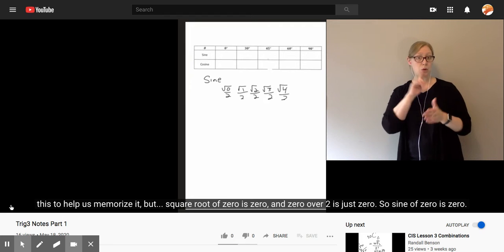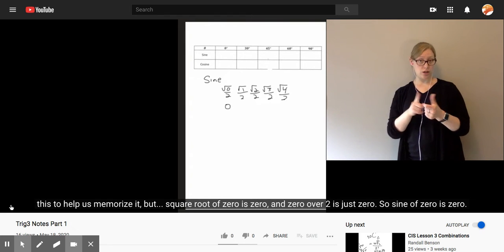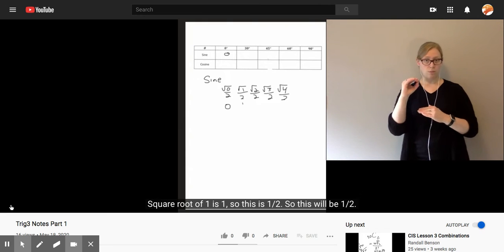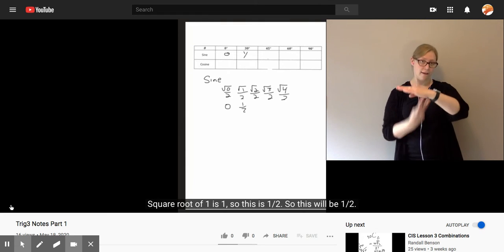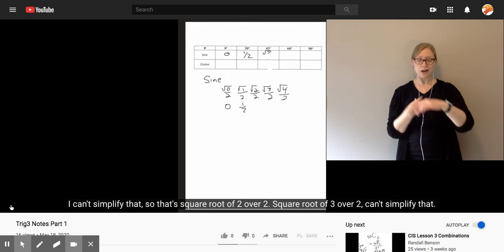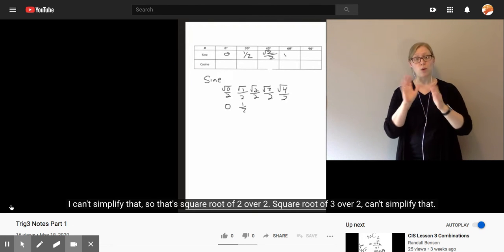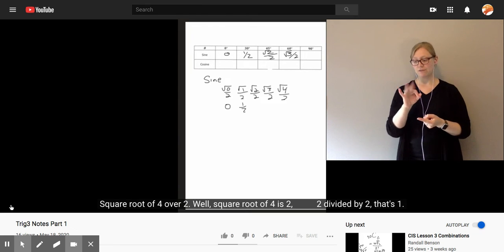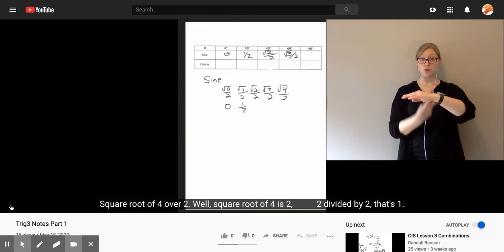But square root of 0 is 0, and 0 over 2 is just 0. So sine of 0 is 0. Square root of 1 is 1, so this will be a half. And square root of 2 over 2, well, I can't simplify that, so that's square root of 2 over 2. Square root of 3 over 2, can't simplify that. Square root of 4 over 2, well, square root of 4 is 2. 2 divided by 2, that's 1.